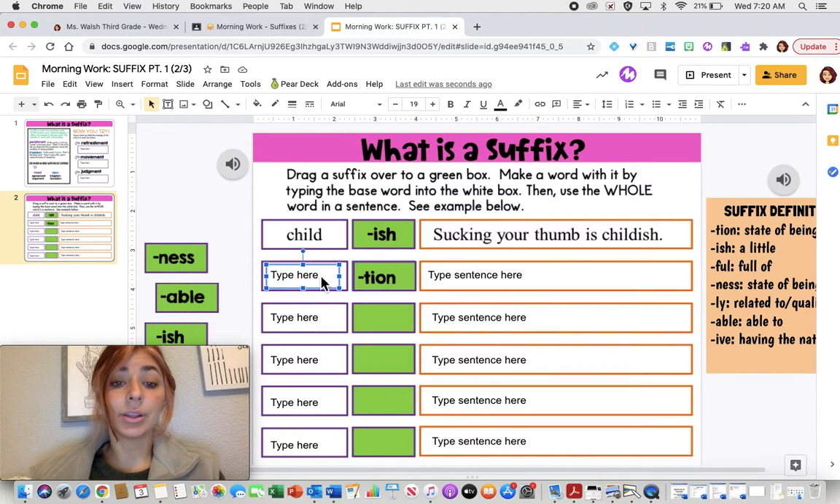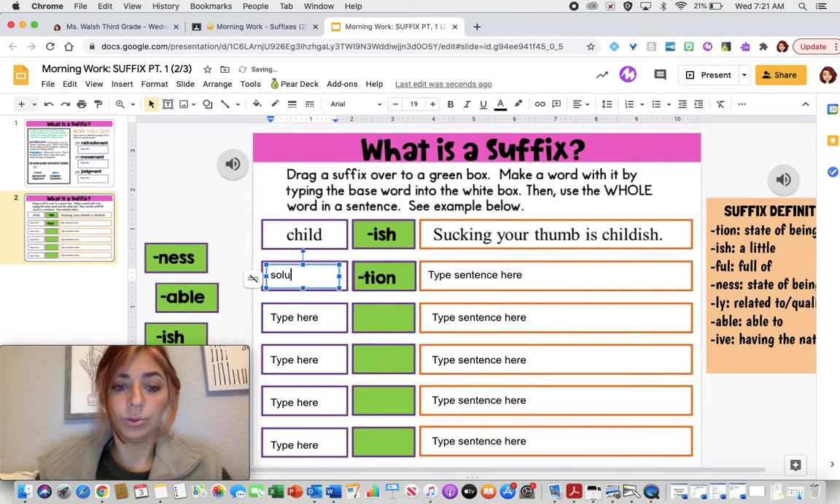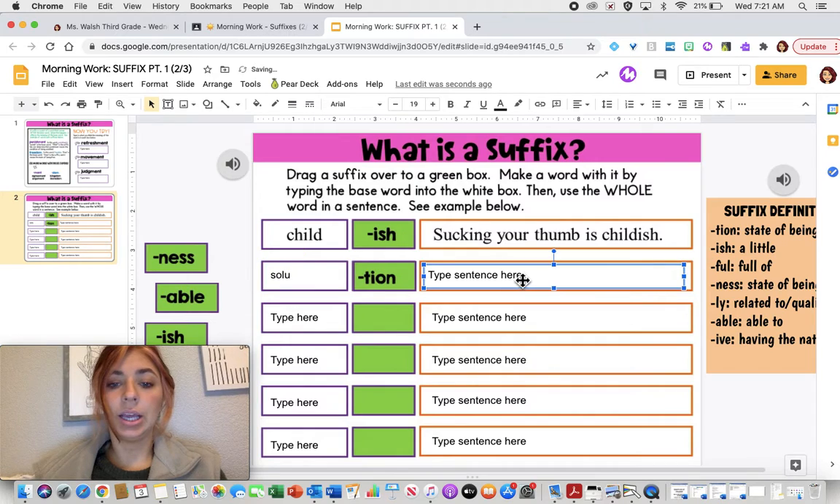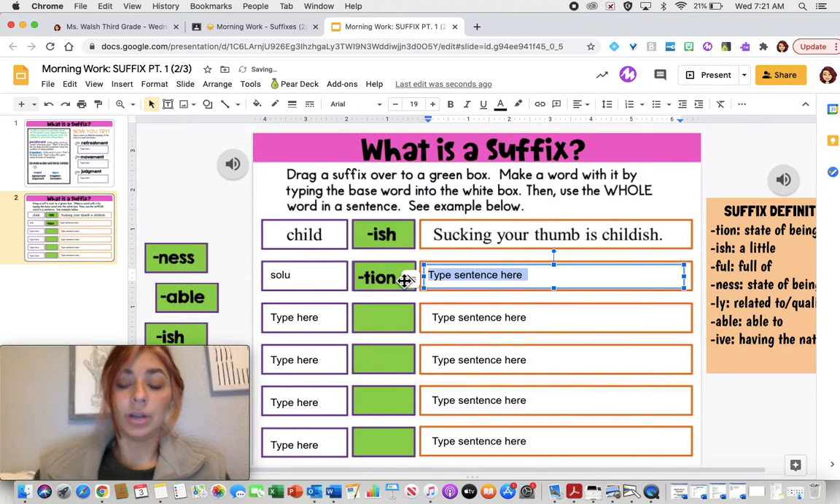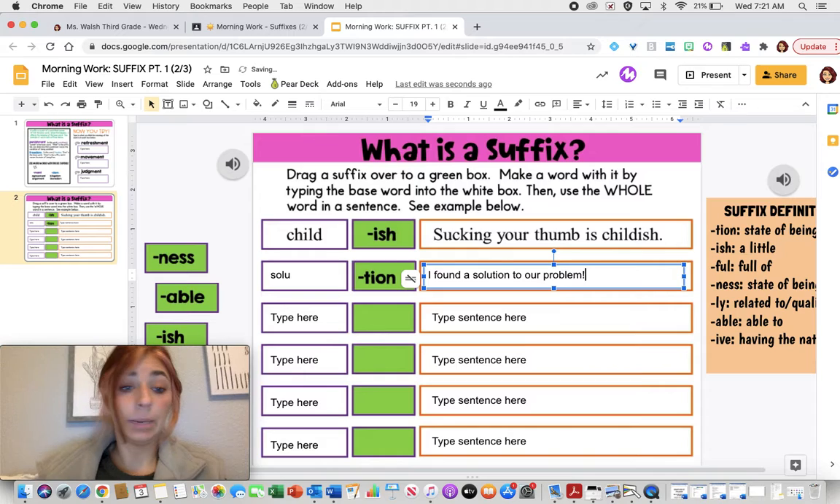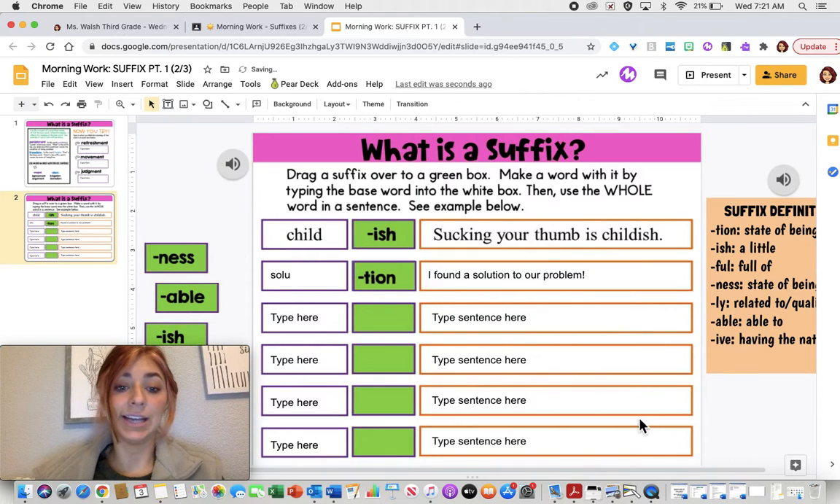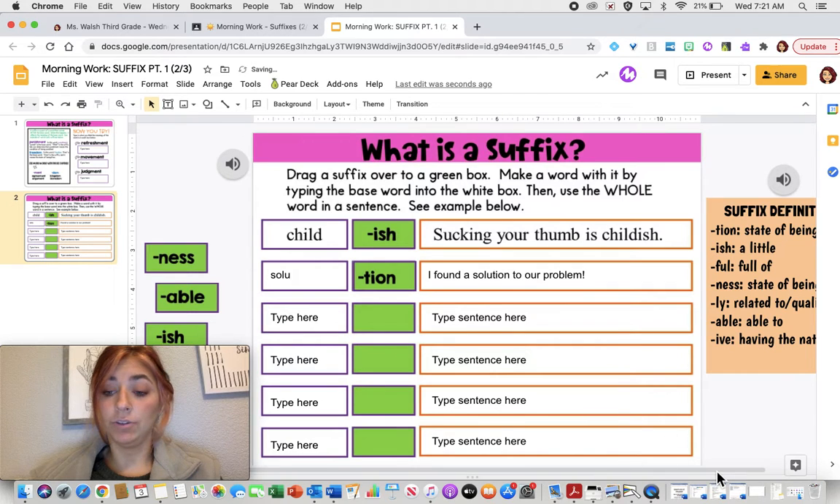I'm going to put the beginning portion of that word, and then I'm going to type my sentence here. I found a solution to our problem. And boom, there you go. I went ahead and I did the job. And so you're going to go through and do that for all of those suffixes.